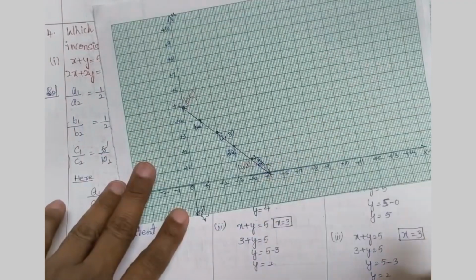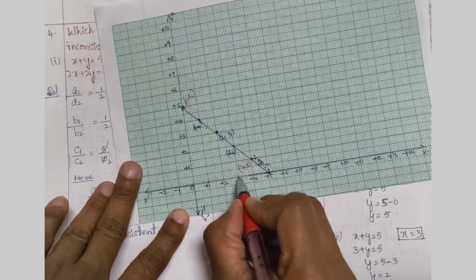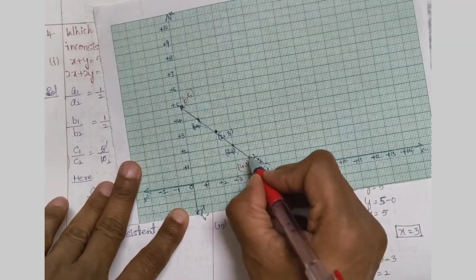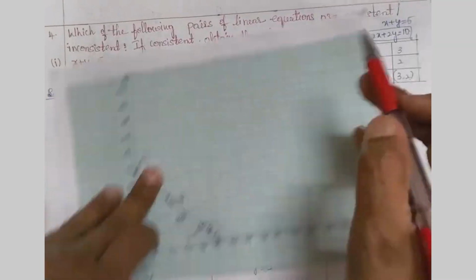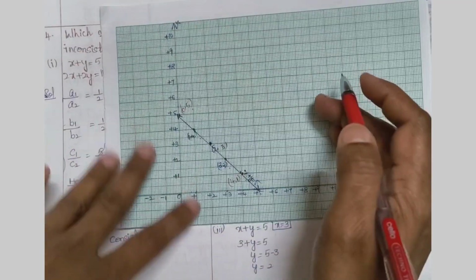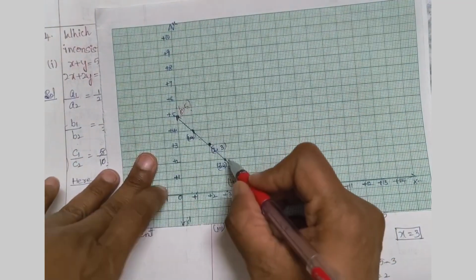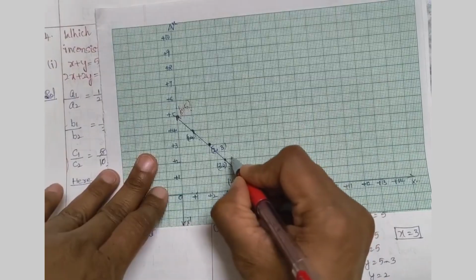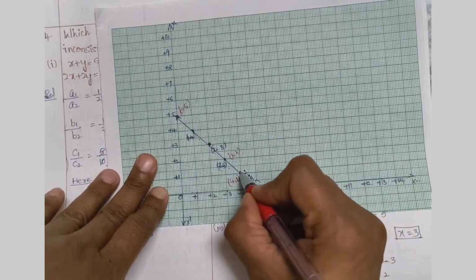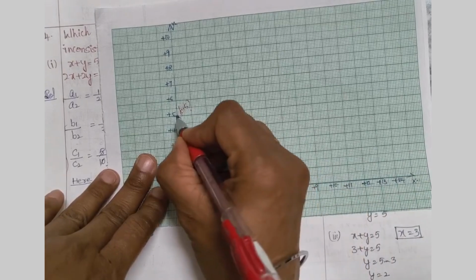Next, what is there? 3, 2. Where is 3? Here 3, here 2. It will come to the same point. This point, which point? This point is the 4, 1 point, and the 0, 5 point, and 3, 2. 3, 2, where is it? It will meet here. See, it will come at 3, 2. See here. Now which line? This line, this line, this line.